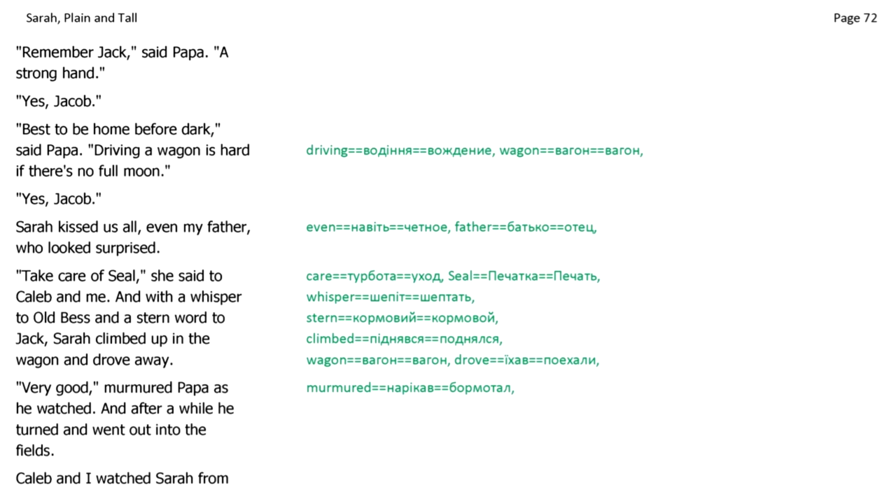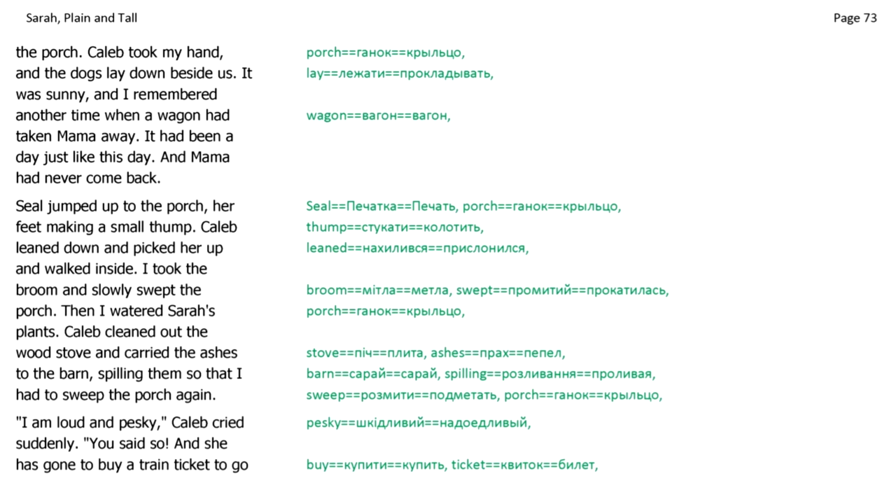After a while he turned and went out to the fields. Caleb and I watched Sara from the porch. Caleb took my hand, and the dogs lay down beside us. It was sunny, and I remembered another time when a wagon had taken Mama away. It had been a day just like this day, and Mama had never come back.